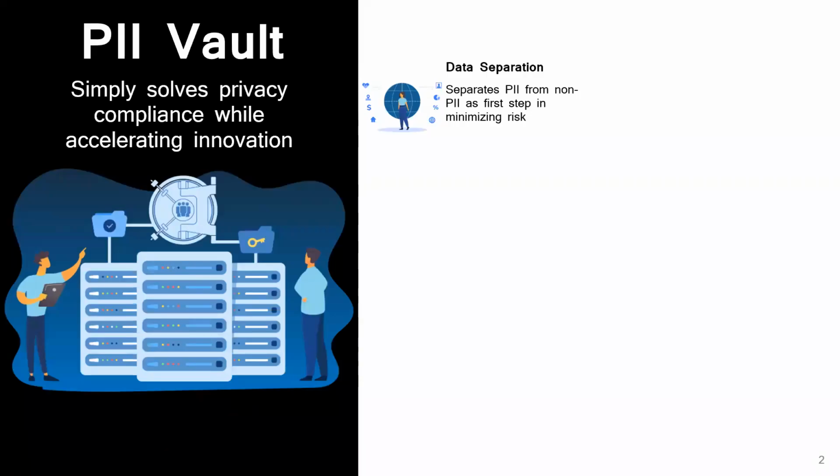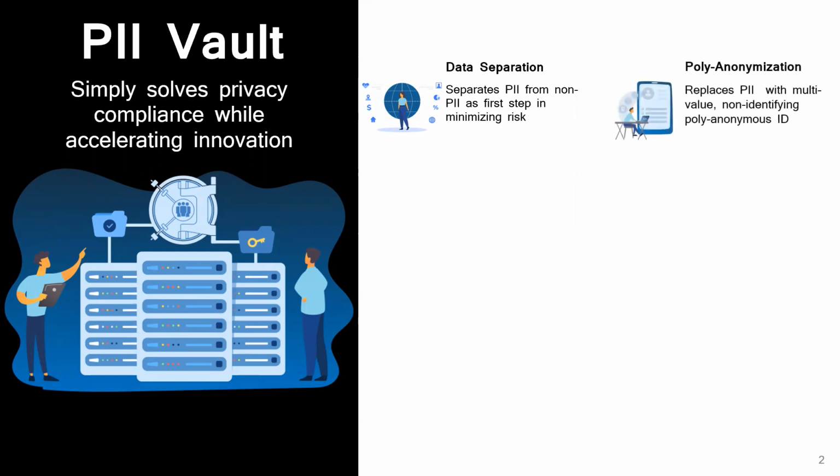First, because most people have questions about how we do this, I'll walk you through what it is we do and, at a really high level, how it works. The first step is to separate your PII from the data it identifies. This is followed by what we call polyanonymization. With polyanonymization, the PII Vault plugin will replace all the identifying details in your data with our multi-value non-identifying polyanonymous IDs, or as we call it, poly IDs.